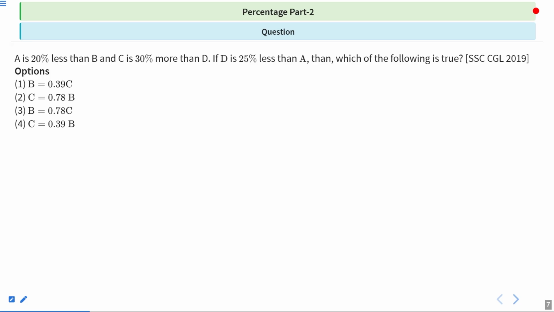A is 20% less than B and C is 30% more than D. If D is 25% less than A, then which of the following is true? This question was asked in the SSC CGL exam 2019. Now there are four options. First one is B equals 0.39C. Second is C equals 0.78B. Third is B equals 0.78C. And fourth one is C equals 0.39B.